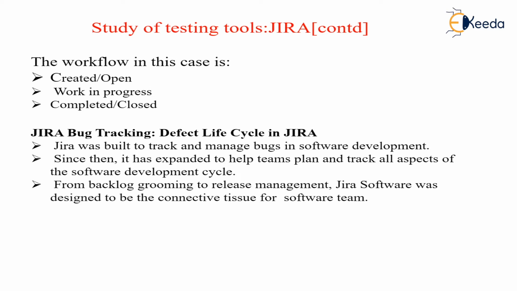Then the workflow is again categorized with three entities, that is created or open. This is like your bug report: you open, you find, and in the end you close. So created means it's open, then the work is in progress, and it's completed or closed, that means the end of your workflow. So Jira is your bug tracking. It has a different life cycle in Jira to build, track and manage your bugs in software development. In case you have bugs in your software development, Jira helps you to track. It helps you to create, it helps you to work, and then it's a complete process.